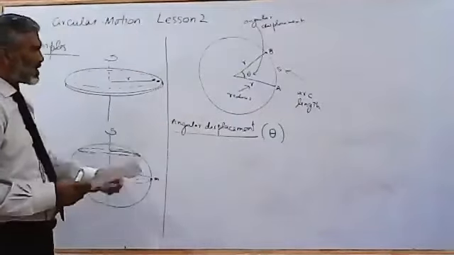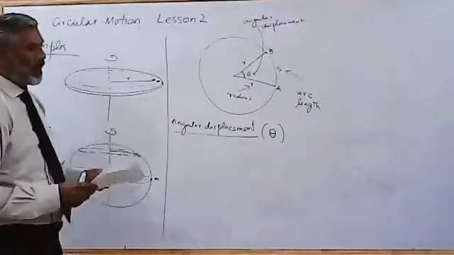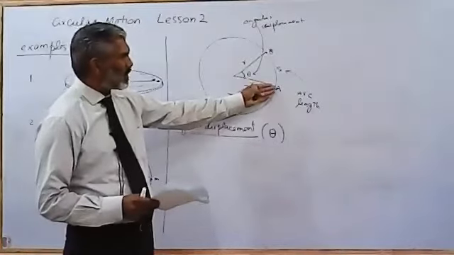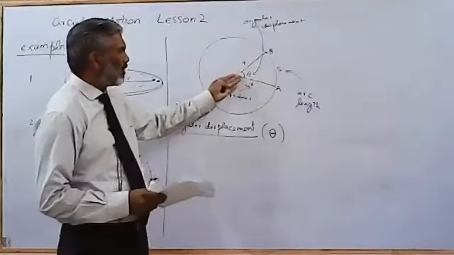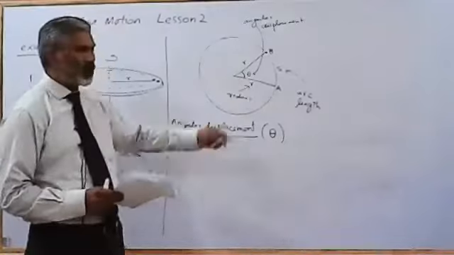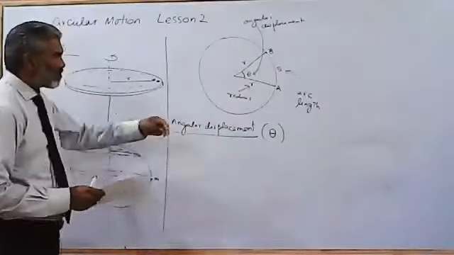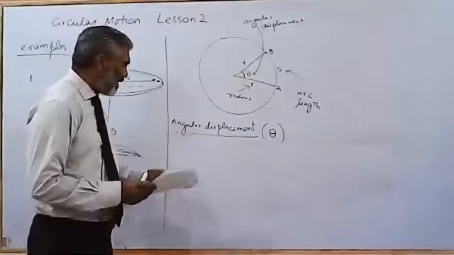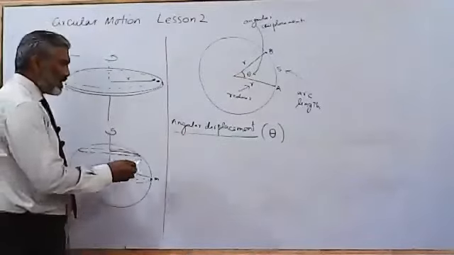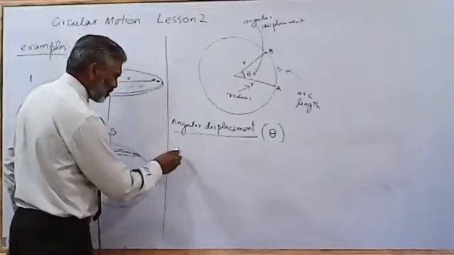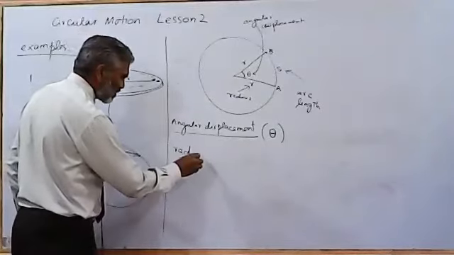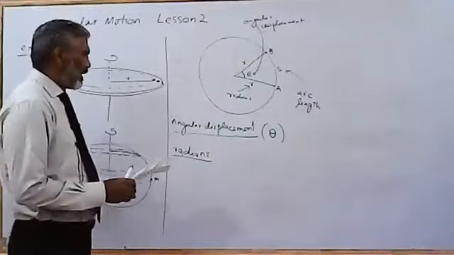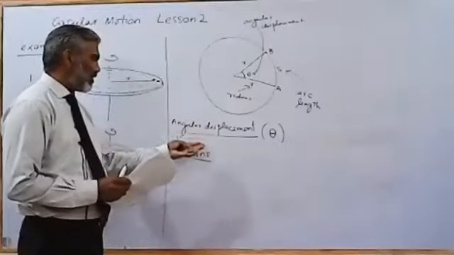So angular displacement is just like linear displacement. Linear displacement means the object is moving along a line from A to B, whereas angular displacement tells us the amount of distance covered in terms of angle. And this angle is defined or measured in radians. Angular displacement is measured in radians.